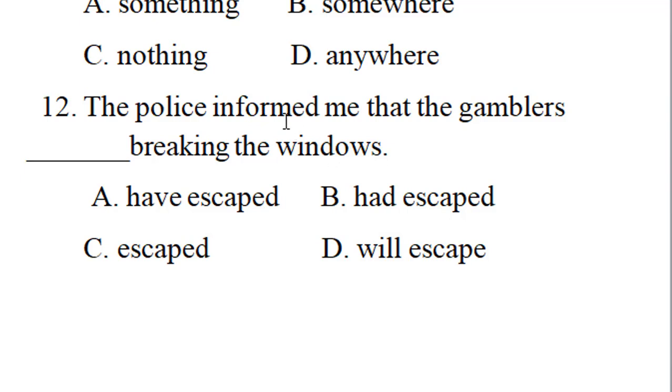The first action, and this is the second action. Two different actions happen at different times. That is called past perfect. There must be an afterward action and an early action. So in this case, the first action is here and the afterward action is here. After they kept breaking the window, the police informed me. This is the rationale why you answer B here, had escaped.